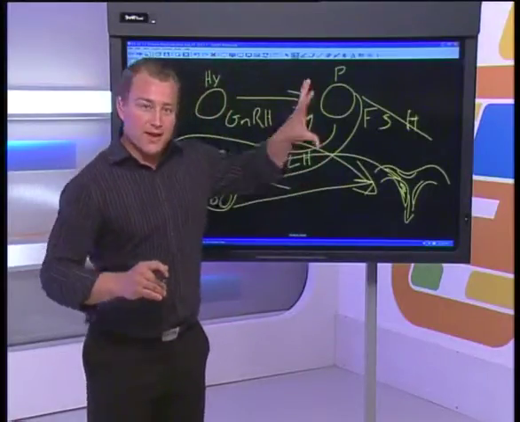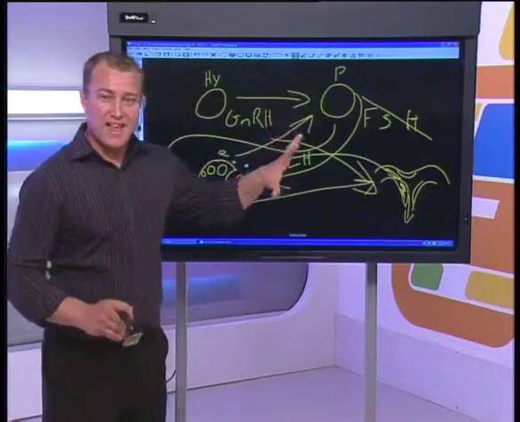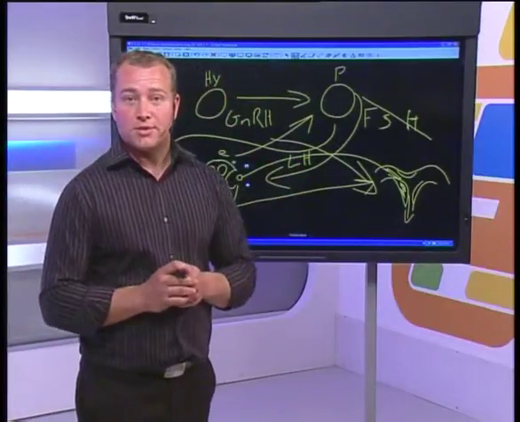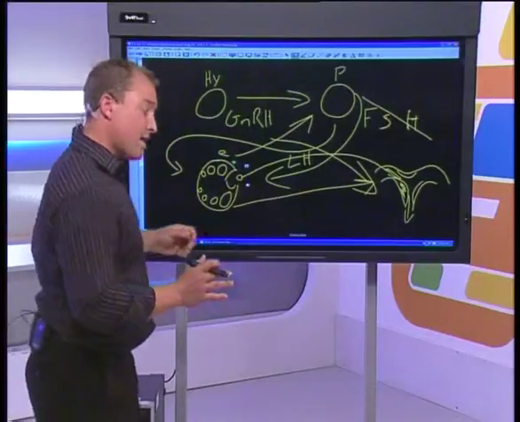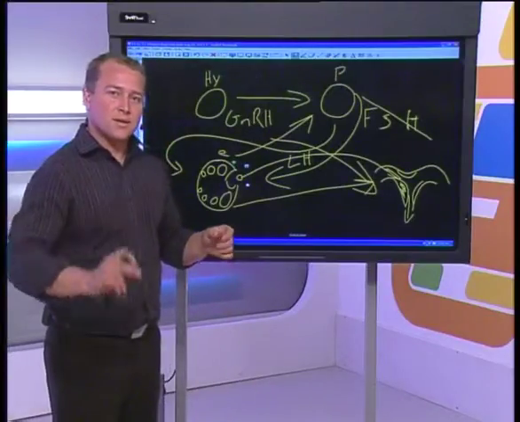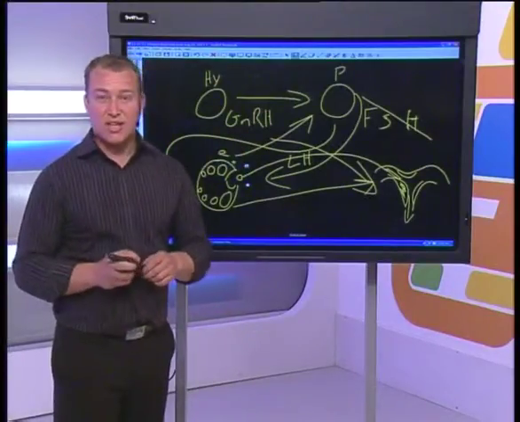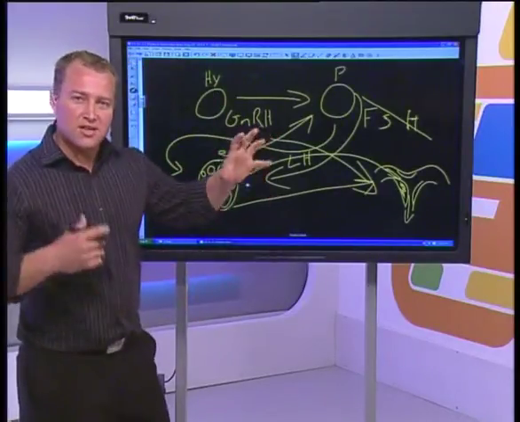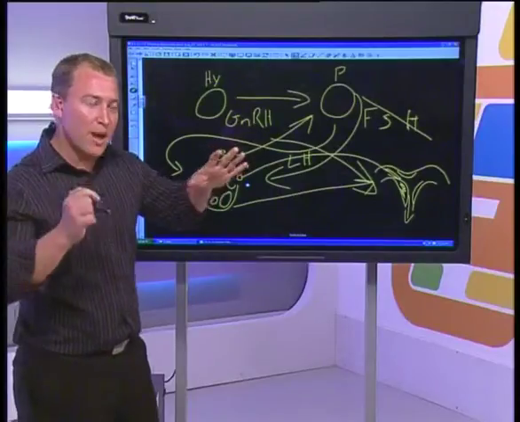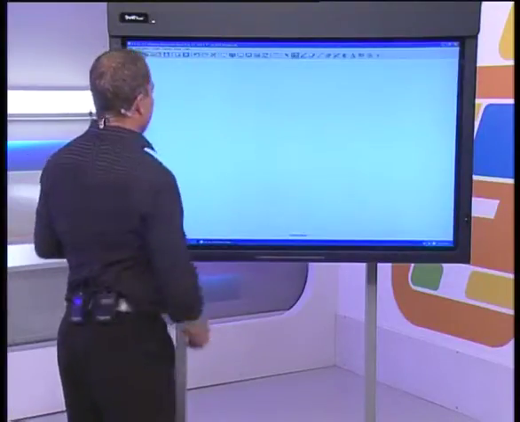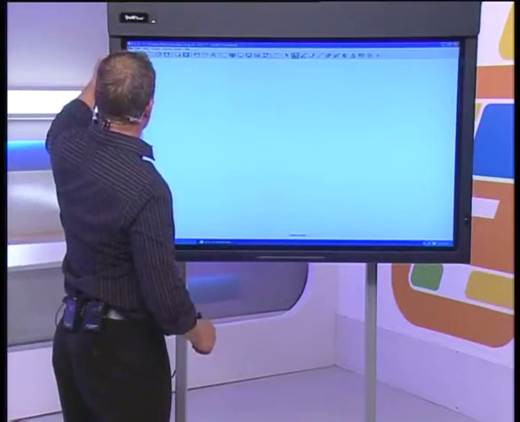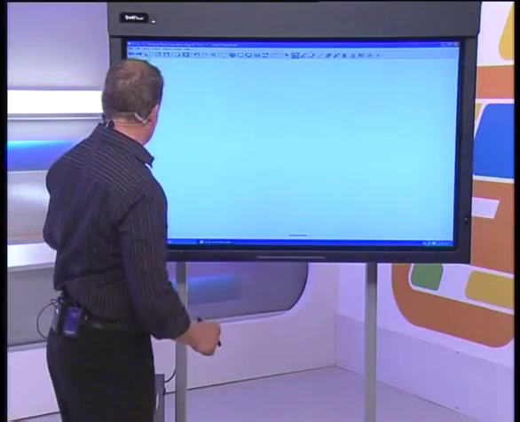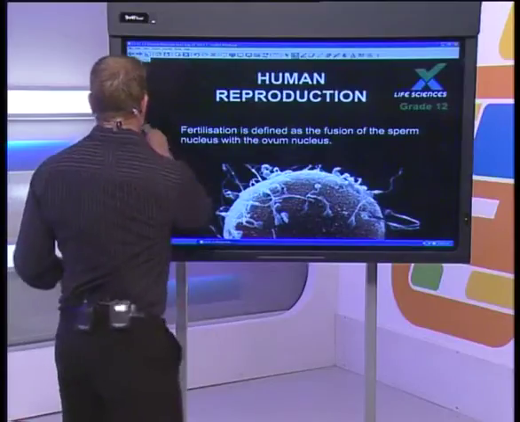Now, the nice thing about this is that it happens every single month for the girls. Every single month. What happens if fertilization takes place? This is why I had to go through this again, just to remind you exactly what happens. So, let's have a look. Let's get to the slides here. There it is, sorry. There we go.